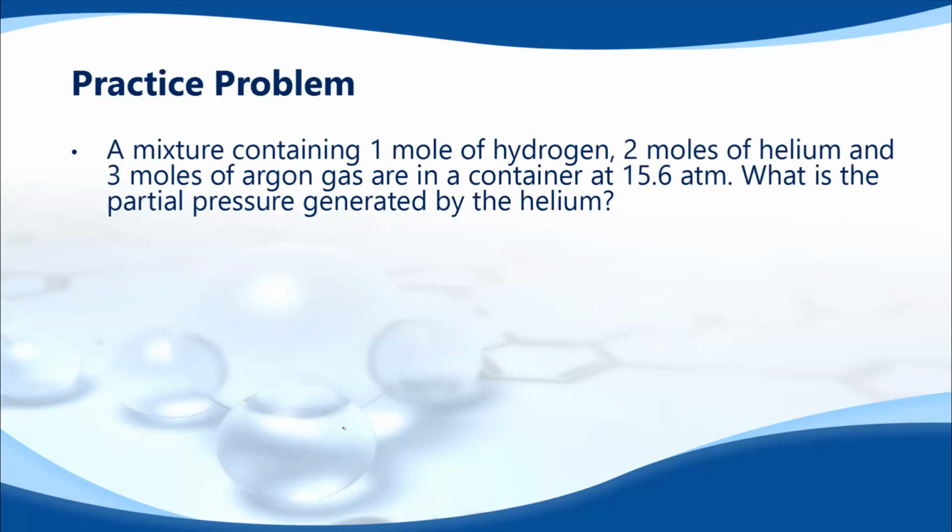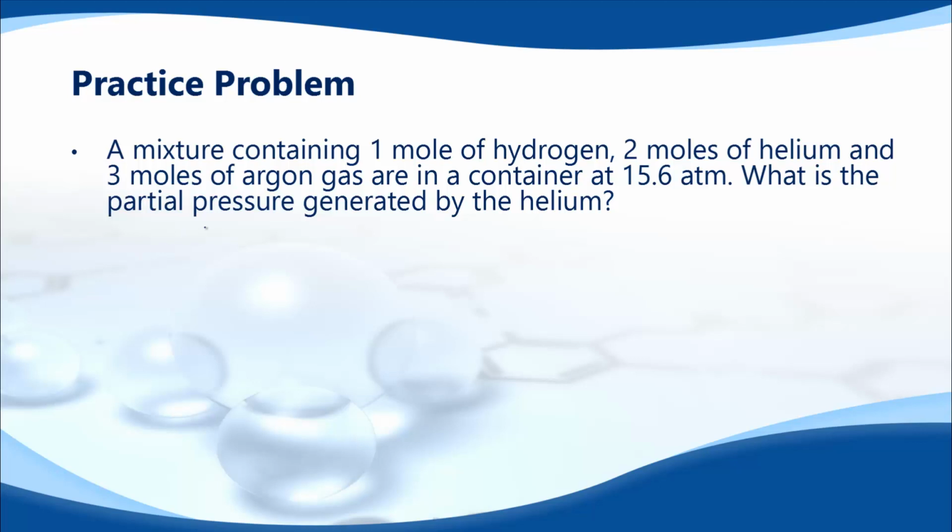So what we have is a mixture of three different gases. We have hydrogen, helium, and argon, and they're in a container. Now I said the total pressure of the container is 15.6, and I gave you the amounts of each gas. I want to know the partial pressure generated by the helium. So again, pause, take a moment, try to find the answer to this, and then once you think you have an answer, unpause and we'll continue.